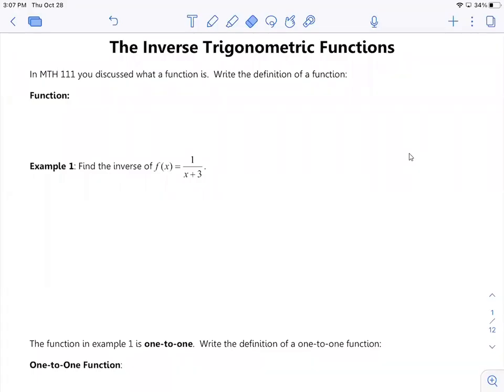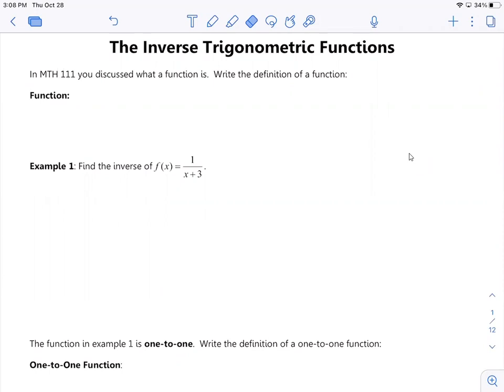Hi students, here are your notes for the inverse trigonometric functions. These are those functions like the inverse sine, inverse cosine, inverse tangent we used in the beginning of the term to find angles. So this section, we're going to really focus on those functions.